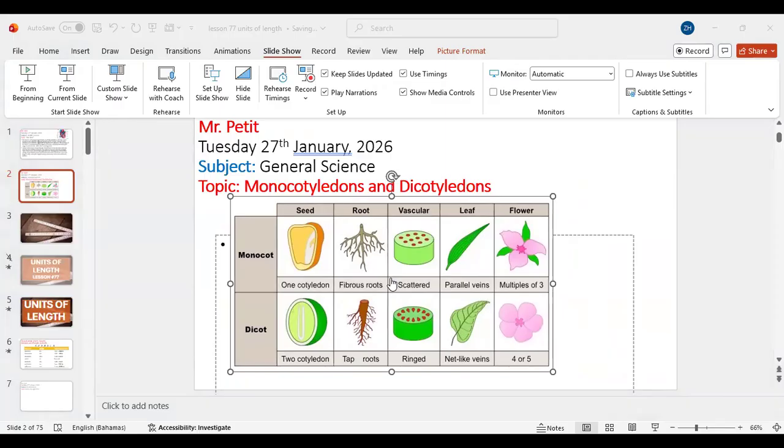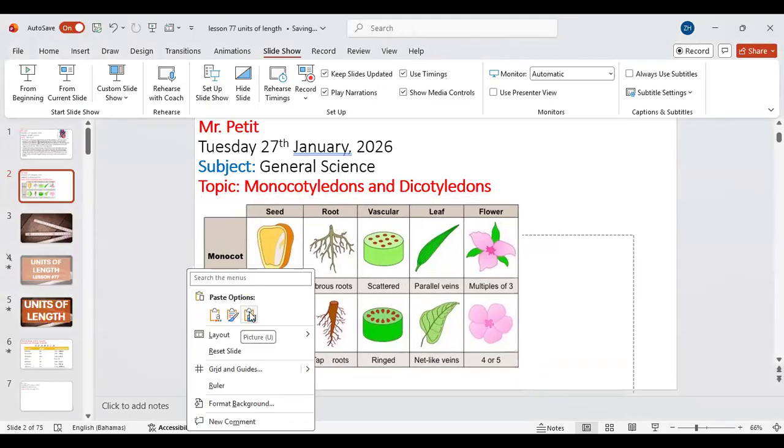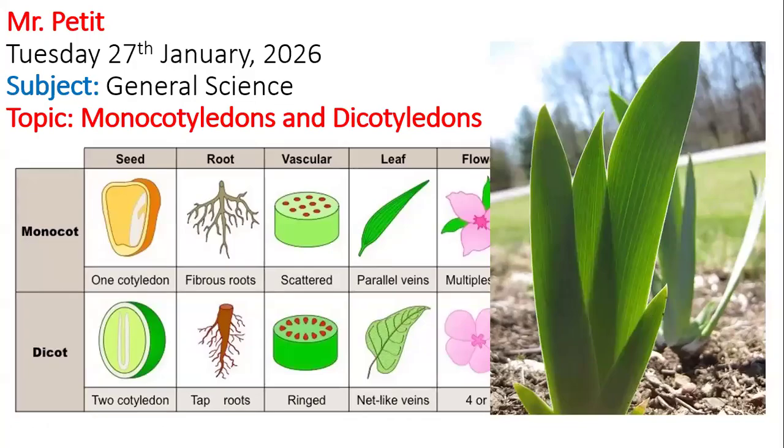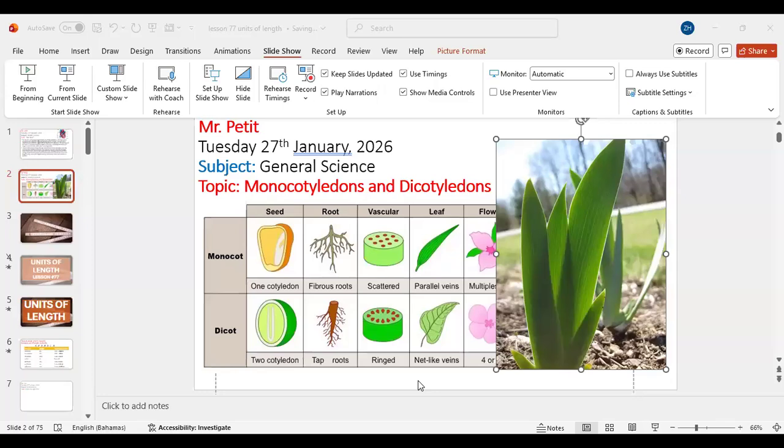So let me show you all something. I'm going to show you a leaf and you're going to tell me whether it is a dicot or a monocot. Okay, so let me go ahead and show you this leaf. Is this monocot or is this dicot? Monocot has parallel veins. Monocot. Why do you think it's monocot? Because of parallel veins. Very good. It's parallel veins, so it's going to be monocot.